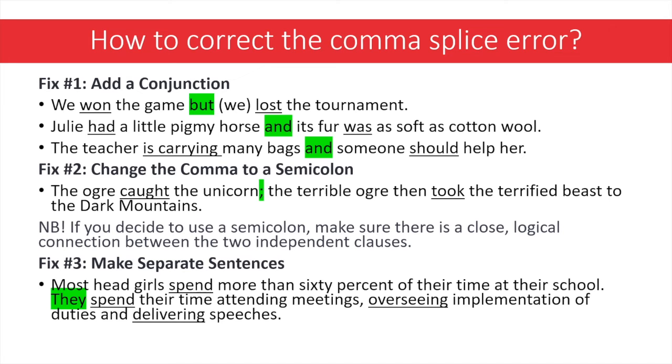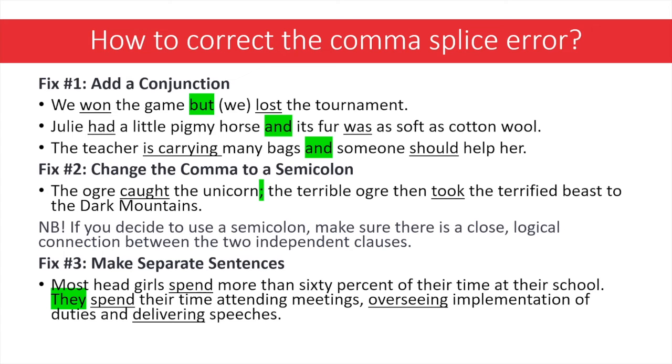Remember that one about the unicorn? The ogre caught the unicorn, first main clause. Semicolon. Remember, the function of a semicolon is to lead in an explanation. So let's see if it explains. The terrible ogre then took the terrified beast to the dark mountains. We could have added an and if we used fix number 1, but this one makes sense. Very, very important is that nota bene there at the bottom. Please make sure that you do read through it.